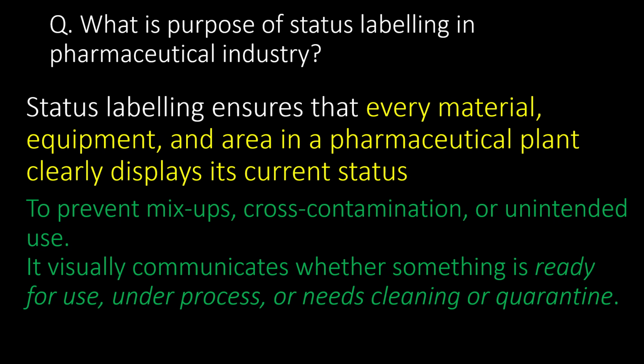What is the purpose of status labeling in the pharmaceutical industry? Status labeling ensures that every material, equipment and area in a pharmaceutical plant clearly displays its current status. It is done to prevent mix-ups, cross-contamination or unintended use. It visually communicates whether something is ready for use, under process or needs cleaning or quarantine.